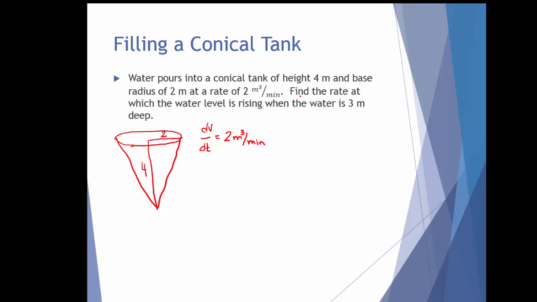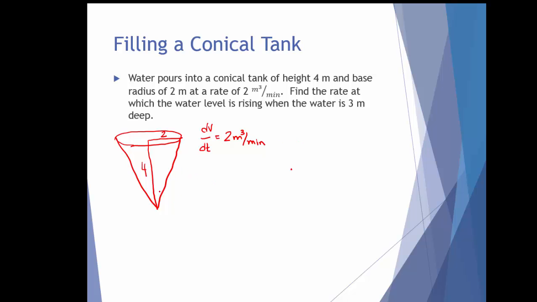So then the question asks us to find the rate at which the water level is rising when the water is 3 meters deep. Okay, so think about pouring water into a cone. When you first pour water into this, the rate at which your water level rises goes very quickly because there's not a lot of room for that water to spread out down towards the bottom of the cone. So it will rise very quickly. But as it gets more room to spread out, the rate at which your water level is going to rise is going to slow down as you fill up this cup.